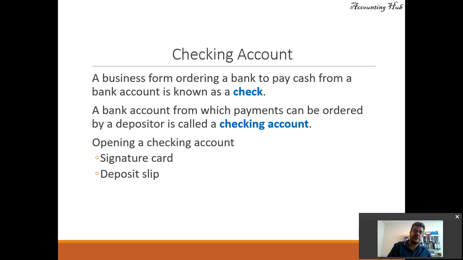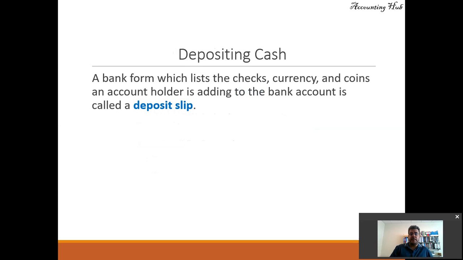When opening a checking account, you need a signature card where they will be able to double check your signature with the signature on a check. Now everything is based on machines, and a deposit slip. So depositing cash, a bank form which lists the checks, currency, and coins that an account holder is adding to the bank account is called a deposit slip.